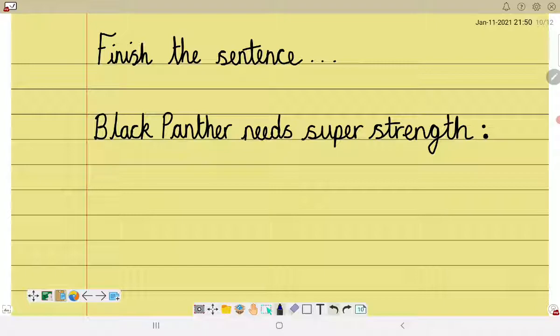Okay, so now we're going to have a look at finishing a sentence where we've already got either a colon or a semicolon in there. Here we have the first part of a sentence and then a colon at the end. So we're going to read this first part of the sentence and then we're going to say the word because for the colon. Black Panther needs super strength because. What could come after that to finish the sentence off?